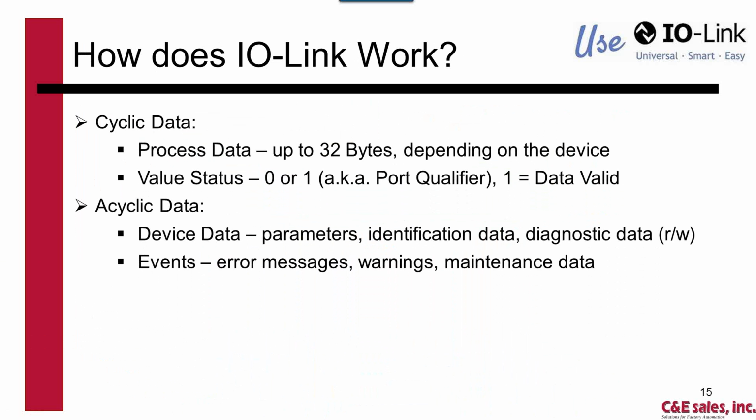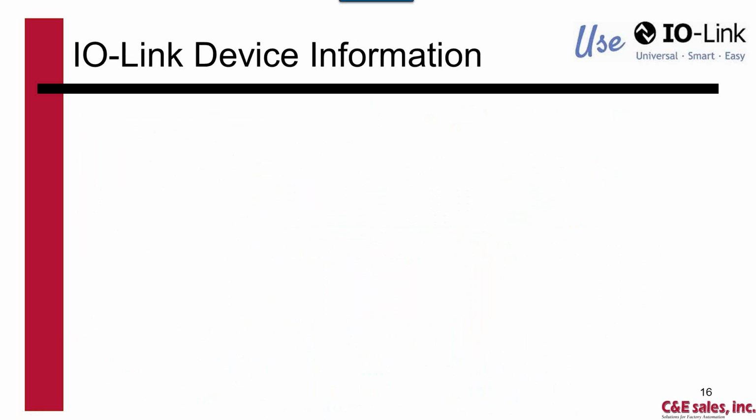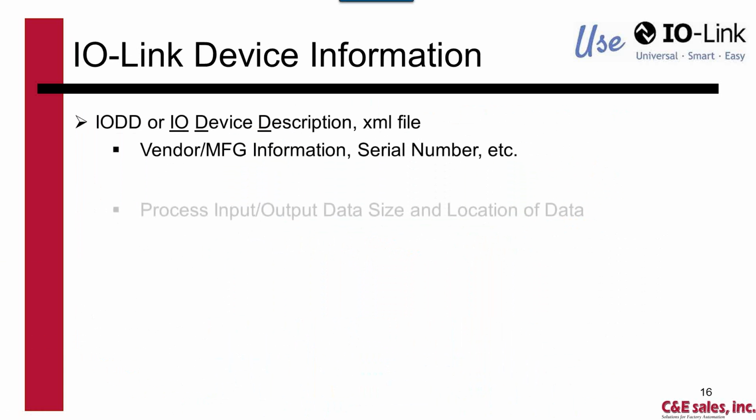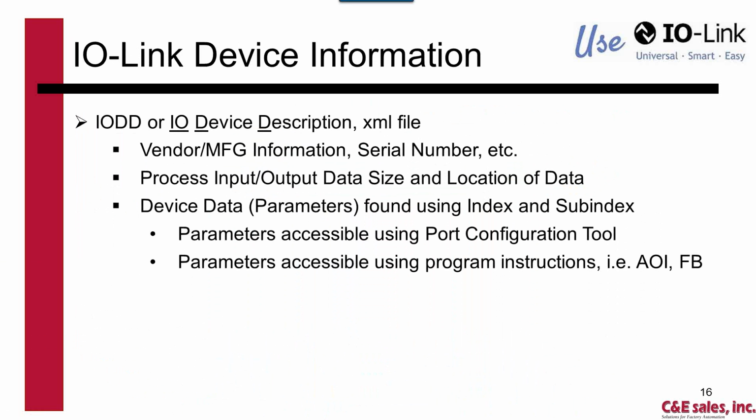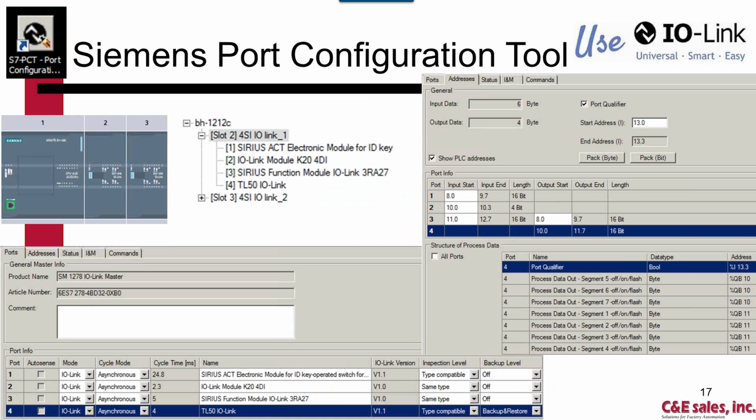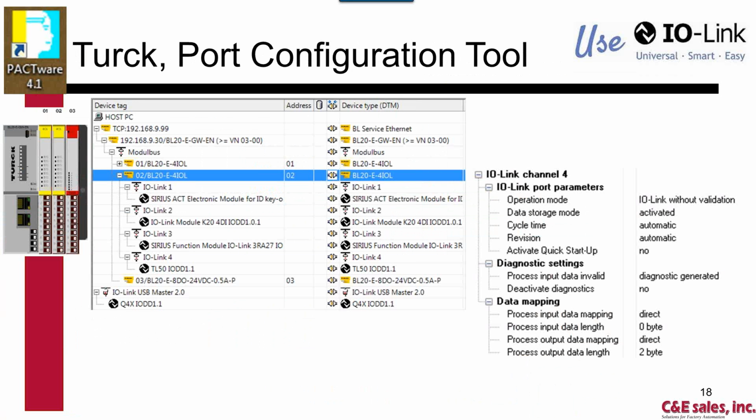But how do you know where to access these parameters? Much like a GSD file is for Profibus and Profinet devices, and an EDS file is used for DeviceNet devices, an IODD file is used for IO-Link devices. IODD stands for IO-Link Device Description. This is an XML file that can be imported into a port configuration tool for configuration of the parameters. Siemens uses their port configuration tool known as PCT for their IO-Link masters, and Turck uses PACTware for their IO-Link masters. These parameters can also be read from and written to directly from the PLC.